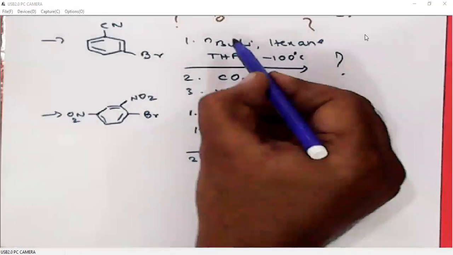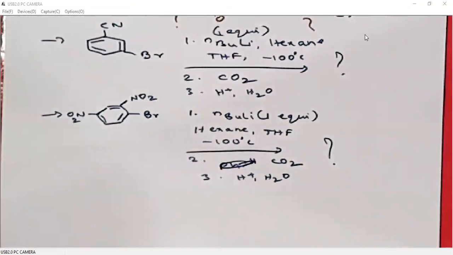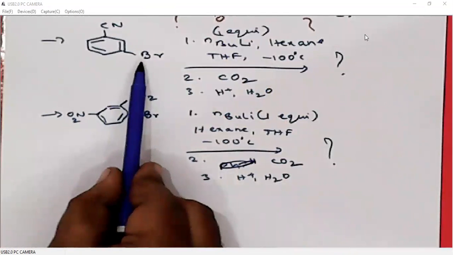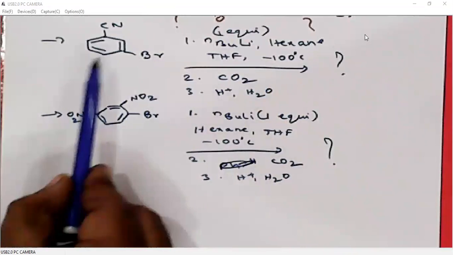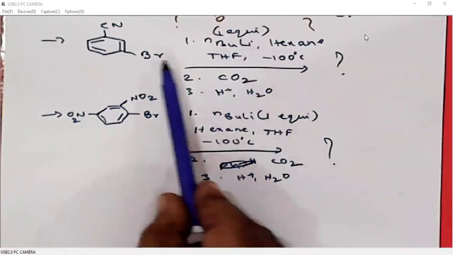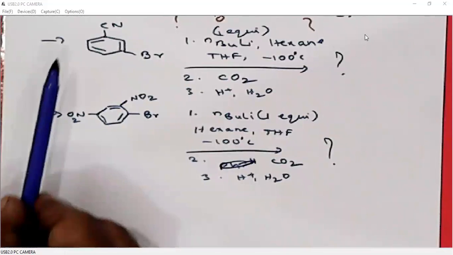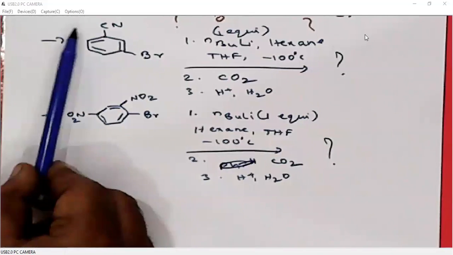In this example also, we must take only one equivalent. Because we have two potential functional groups which can react with n-butyl lithium, both halogen and cyanide. So first equivalent will obviously undergo metal halogen exchange reaction, and if we use additional amount of n-butyl lithium, then cyanide will undergo reaction.